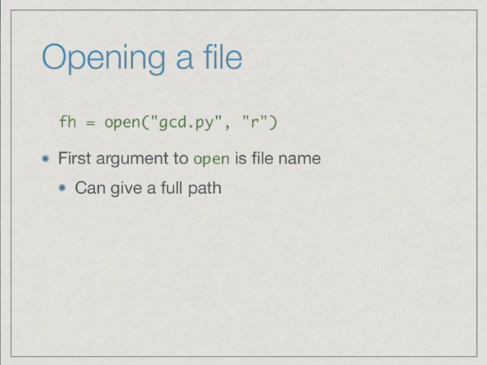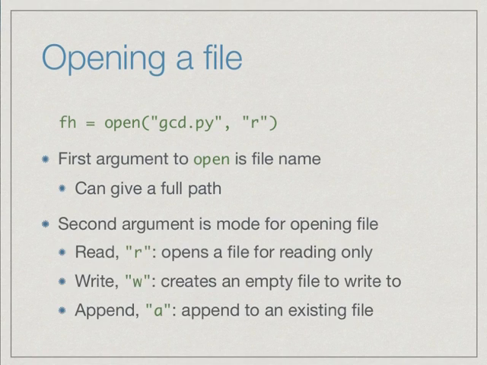So you can give a file name which belongs to a different part of your directory hierarchy by giving a path, and how you describe the path will depend on whether you're working on Windows or Unix or what operating system you're using. Now you see that there is a second argument there, which is the letter R. So this tells us how we want to open the file.